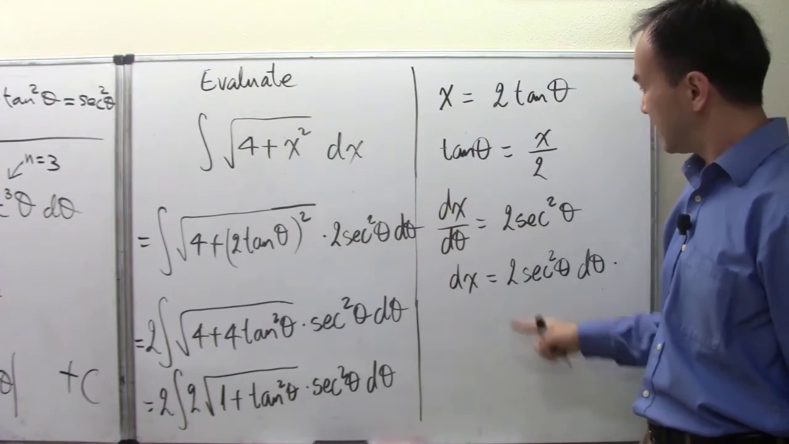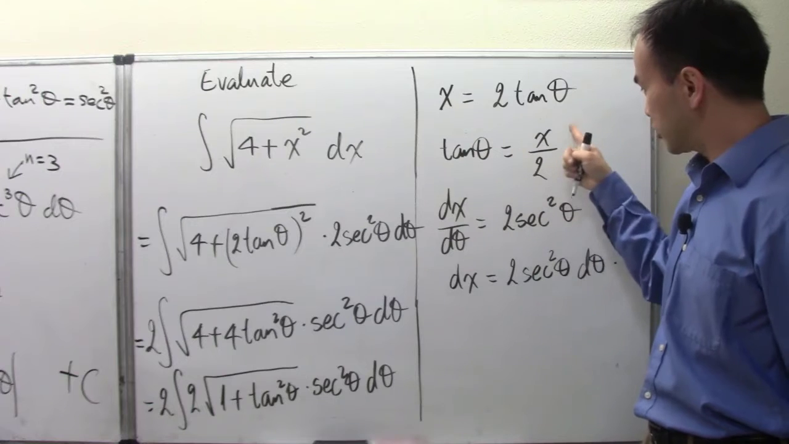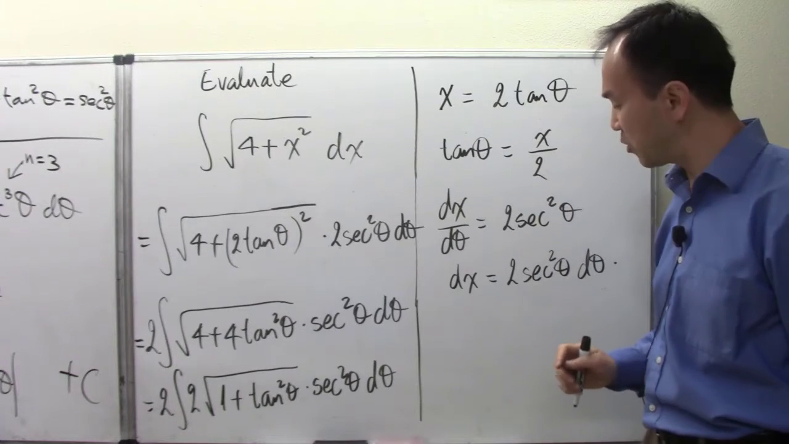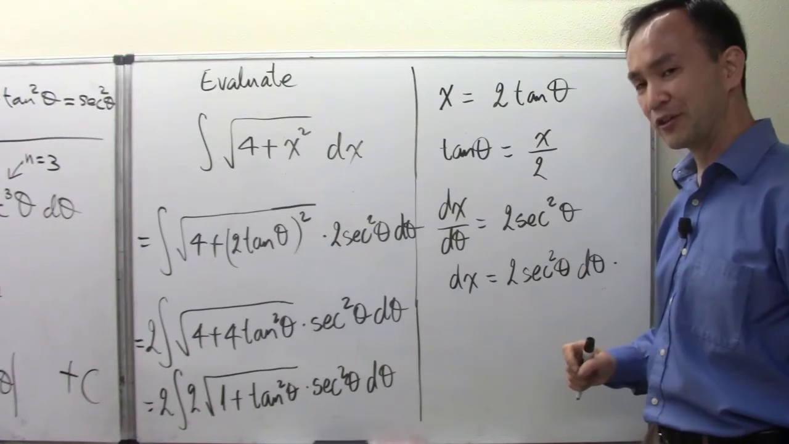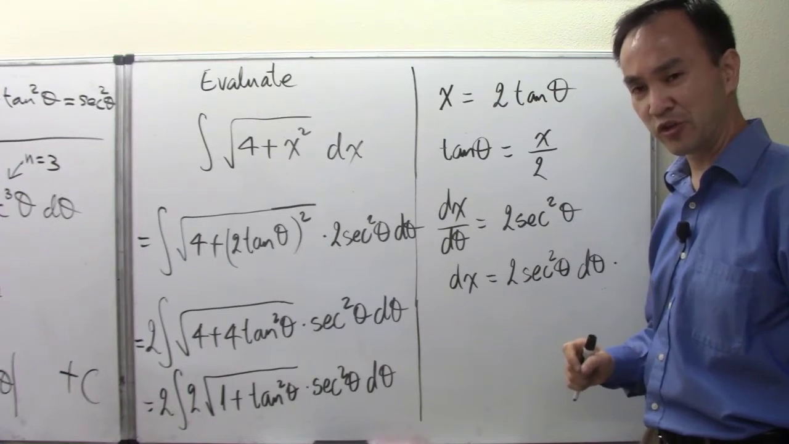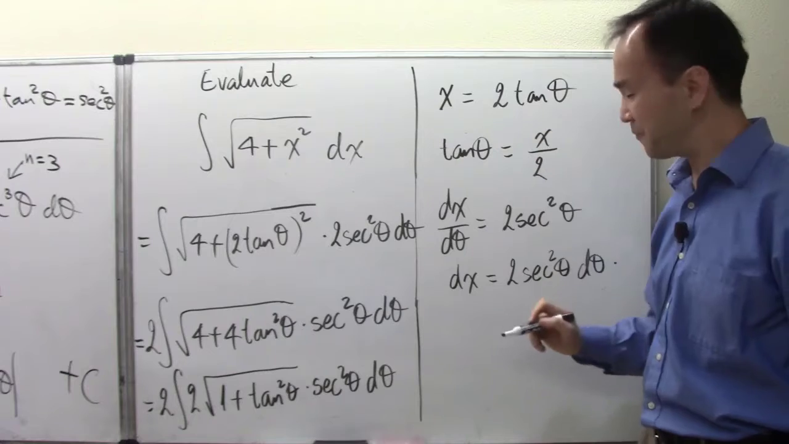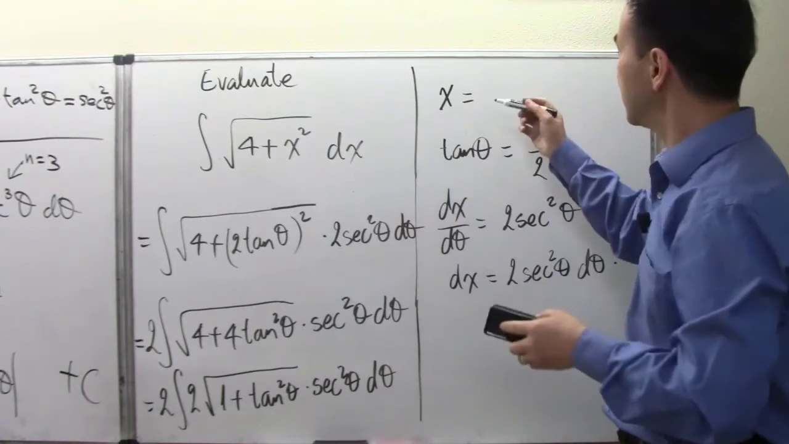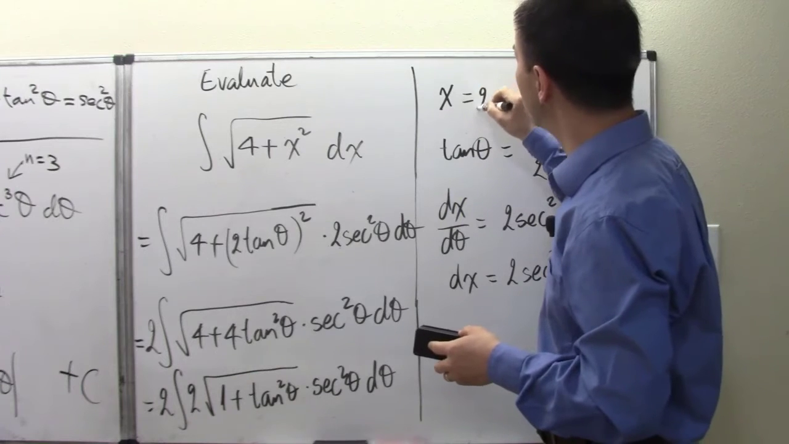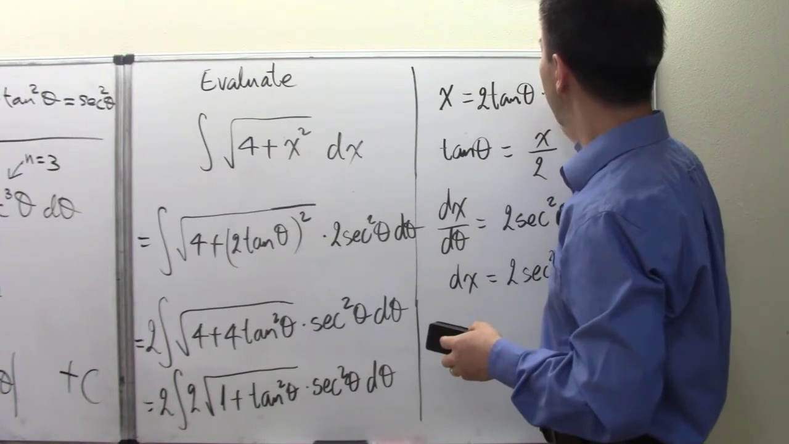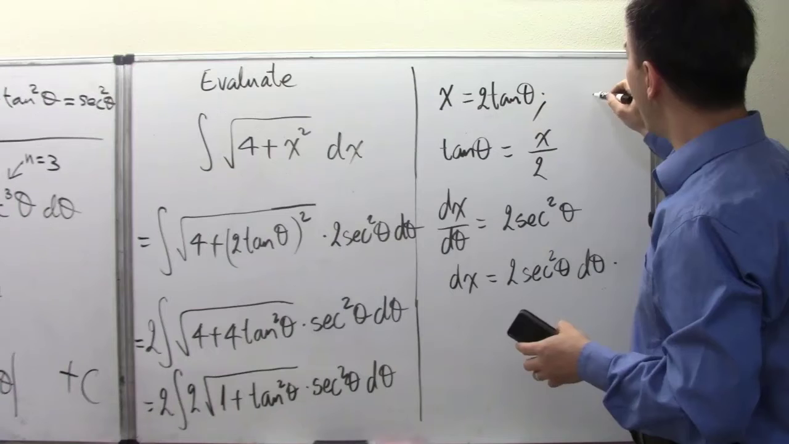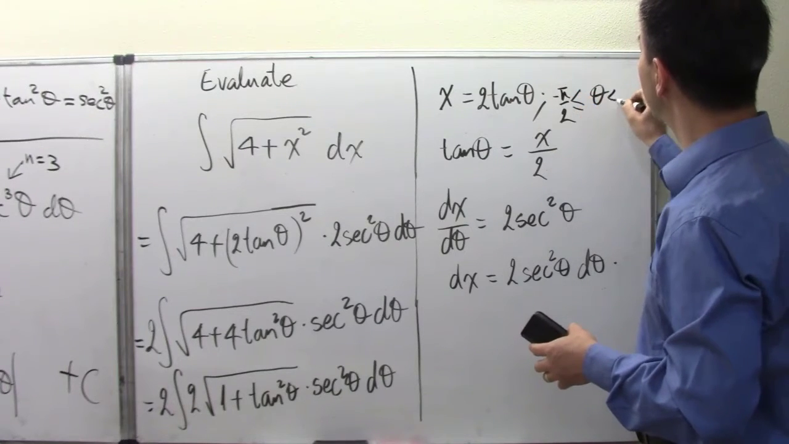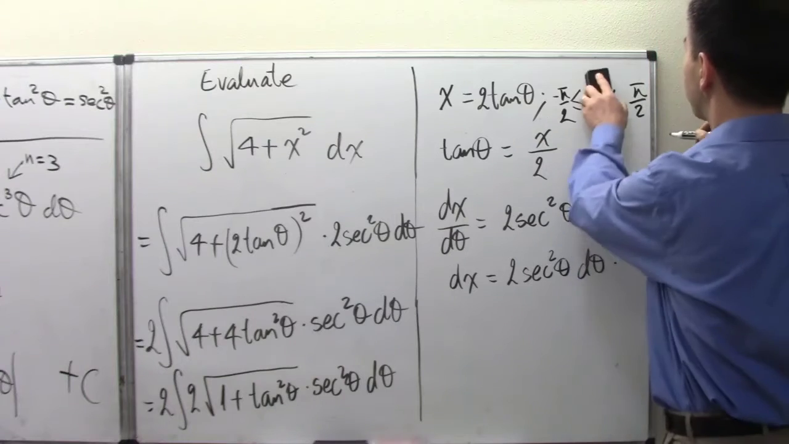So what I see is tangent of theta equals x over 2. Using a similar style to the earlier trig substitutions that we've learned, we have to put this on a triangle. So let's assume, when I gave that definition, x equals 2 times tangent theta, I was defining that with the requirement that the angle theta has to be anywhere from minus pi over 2 to pi over 2.